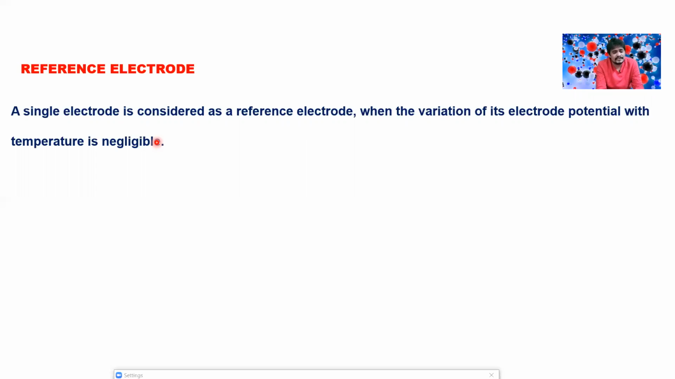Accordingly, what is a reference electrode? A single electrode is considered as a reference electrode when the variation of its electrode potential with temperature is negligible. I hope you got it. Now let us discuss the classification of the reference electrode.